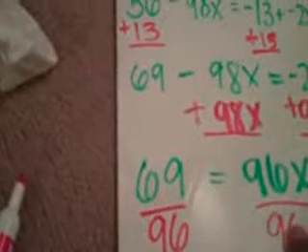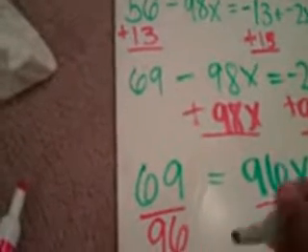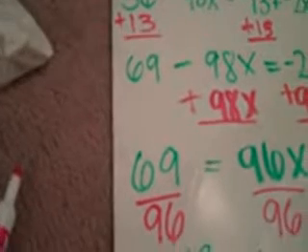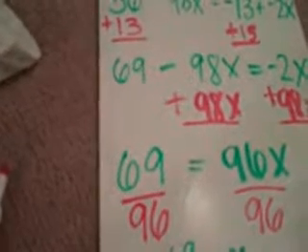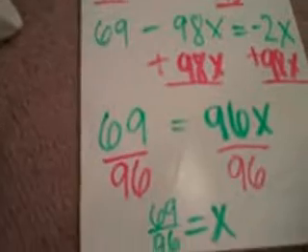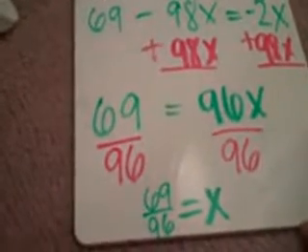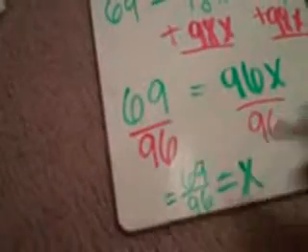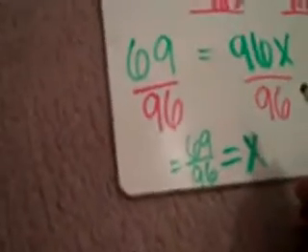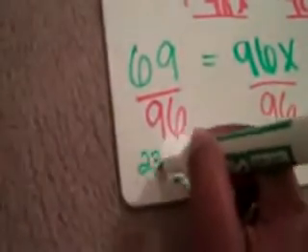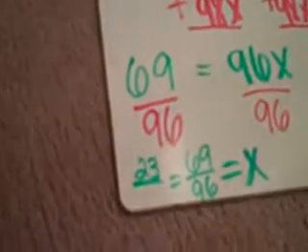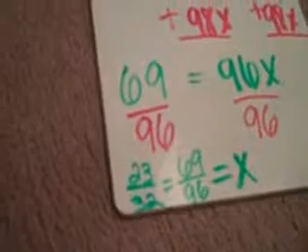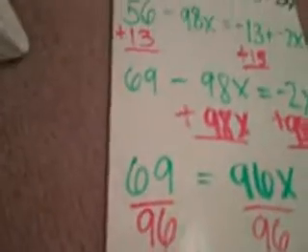Left with x over there, and I've got 69 over 96 here. Looks like I can do something by reducing this, and I plan to. So if I divide a 3 out, that's going to leave me with 23 on top, and that's going to leave me with 32 on the bottom. Okay, it's simplified, and of course we can check these problems.